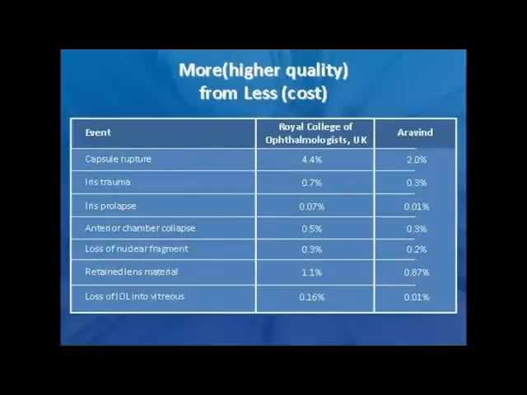Now you would say, come on, $3,000 versus $30? Such a low cost means the quality must be awful. So you must be saying that you must have given less for less. Sorry, it is more from less. I'll show you how. Look at the Royal College of Ophthalmologists in the UK versus Aravind, on events post-surgery. Capsule rupture, Aravind is twice as good. Iris trauma, Aravind is twice as good. Iris prolapse, Aravind is 7 times as good. Anterior chamber collapse, Aravind is twice as good, and so on. So it is more from less. It's not less from less.